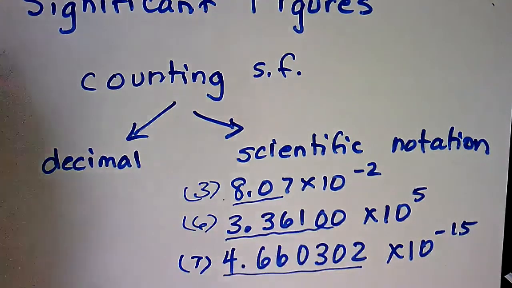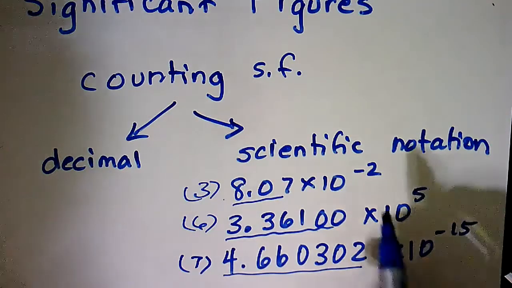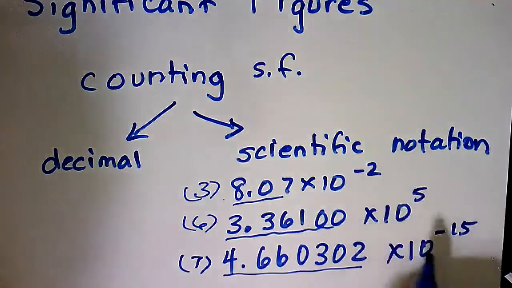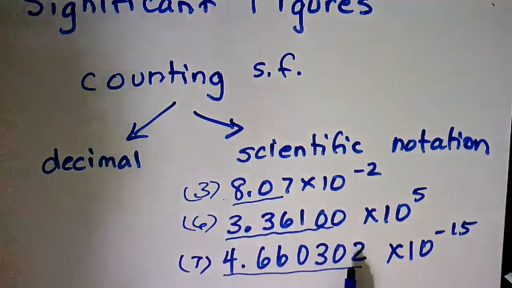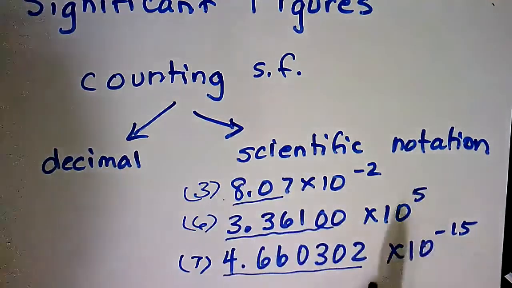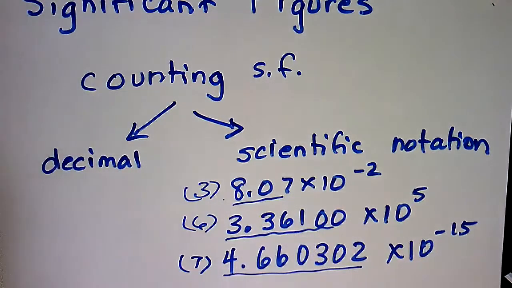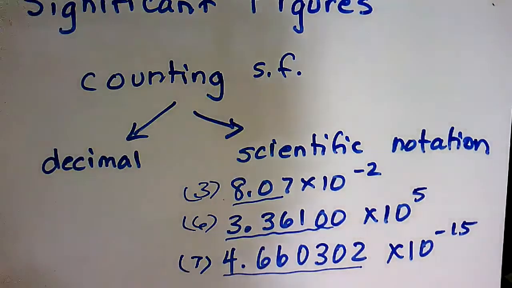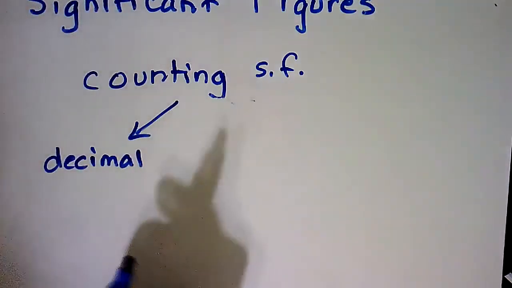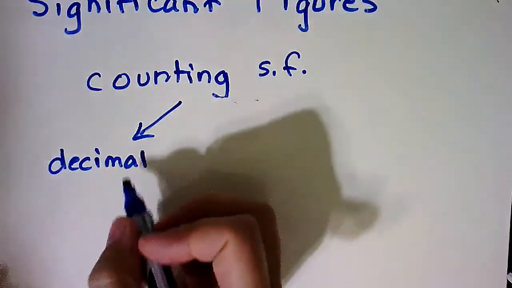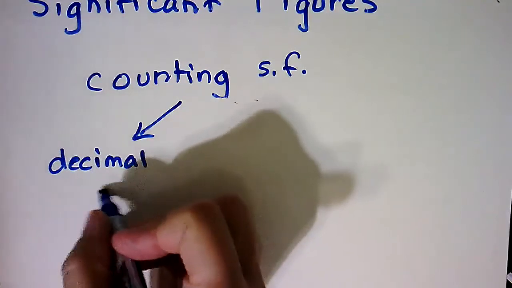Okay, so counting the number of significant figures using scientific notation is very easy to do. The times 10 to whatever power is not involved in this count. Only the part of the scientific notation involving the numerals that come before the multiplier, and you just count them. So easy enough. Counting significant figures when numbers are written in decimal form is a little more difficult. Let's look at a few examples.